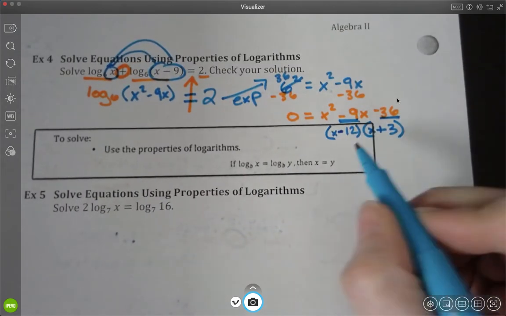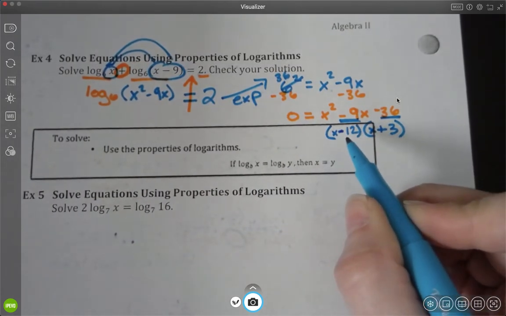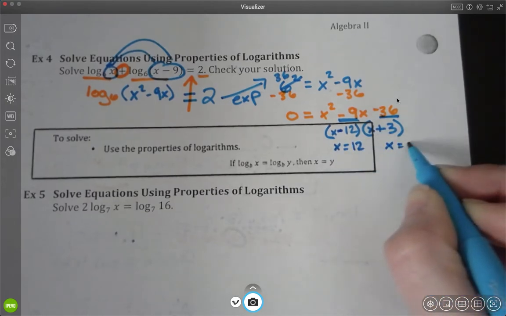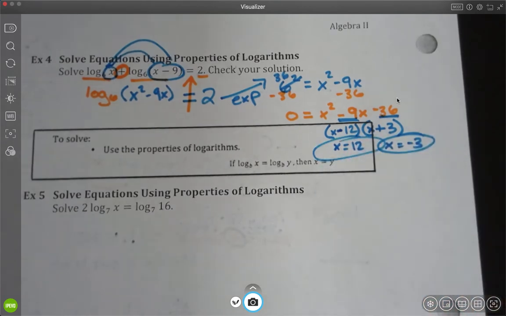So if I set this one equal to 0, if I set x minus 12 equal to 0, what's x equal to? x equals 12, x equals negative 3. You betcha. There we go. So in this case, I have 2 answers, because I end up factoring, yeah?